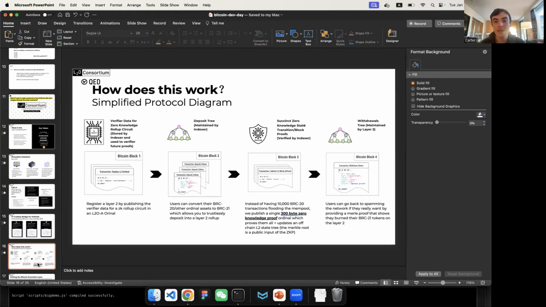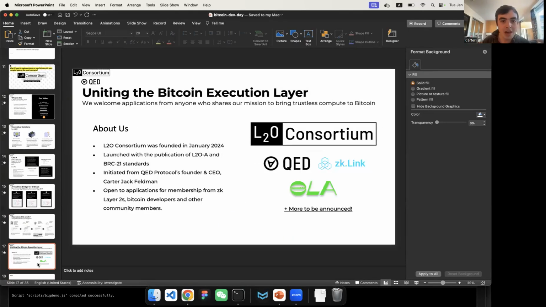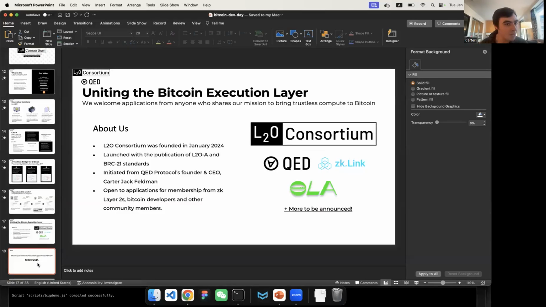And then, of course, we submit our succinct zero-knowledge state transition proofs, which are verified by an indexer. And then we have a withdrawals tree that's maintained by the layer 2, and users can create an ordinal transaction that includes a Merkle proof when they want to withdraw their tokens back up to layer 1. But yeah, so main idea, again, we want to unite the Bitcoin execution layer. We've got some great partners that are coming on board, many more to be announced. And that's kind of L2O.